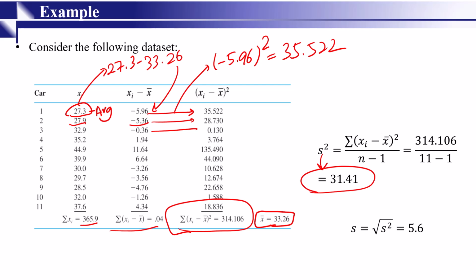Then what is the S? S is the square root of this one. So the square root of 31.41 is equal to 5.6. This is how we can calculate S squared and S.